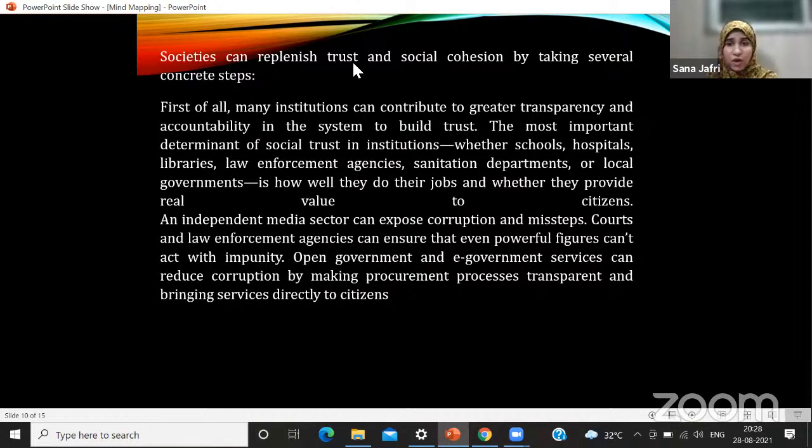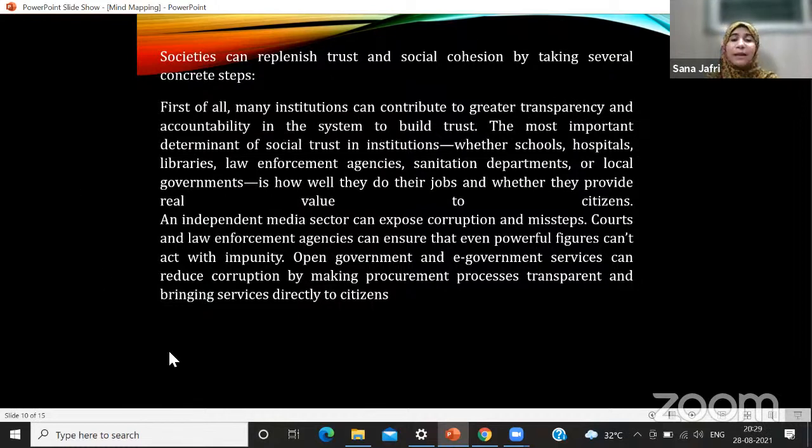Societies can replenish trust and social cohesion by taking several concrete steps. Now, as an active reader, I now know that they are going to discuss what are the steps that we should take to bring about public trust. Okay, to replenish trust. Replenish is to refill or to provide enough trust. Fine. First of all, now here comes the first point. First of all, many institutions can contribute to greater transparency and accountability in the system to build trust.